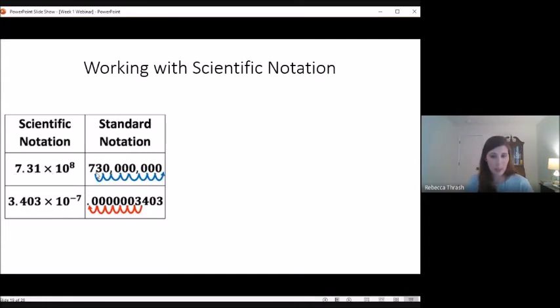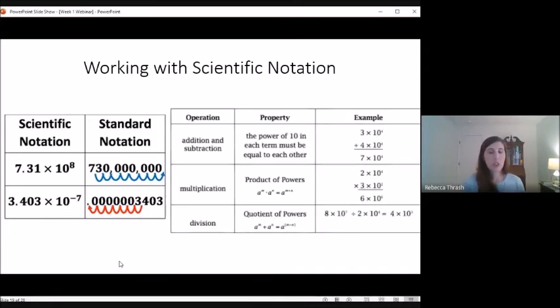So this number here, that's what it looks like in standard notation. You would just move to the right. And then if you wanted to look at the standard notation for this really tiny number, you would move to the left.